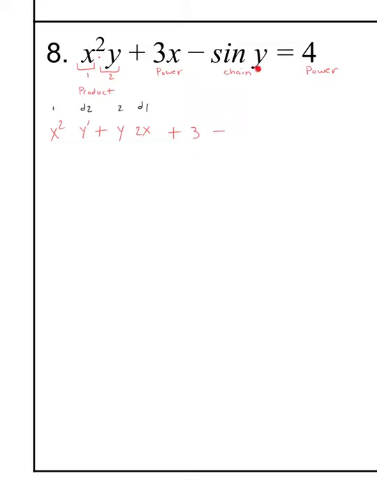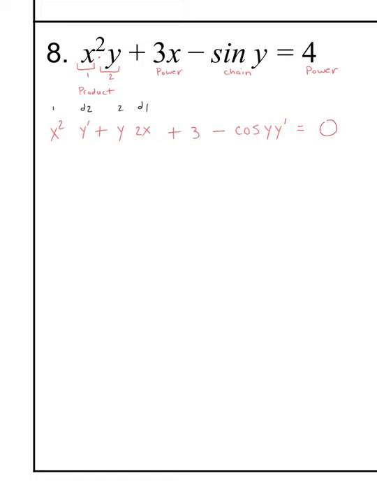For the third term, because there's a y in it, I have to use the chain rule. My outer function is sine, my inner function is y. So the derivative of the outer is cosine. The inner as is y, and the derivative of the inner is y prime. So the derivative of sine of y, using the chain rule, is cosine y prime. And finally, on the right, the derivative of 4 is 0.